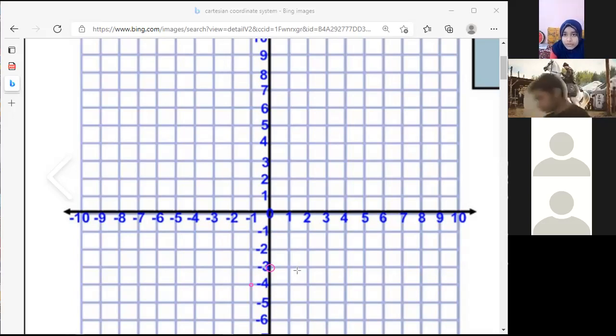1 and -2. 1 positive and -2 negative. Is it like this here? 1 of x and -2 of y. Am I right? Yes, ma'am. After we have made these 3 points of one equation, we are supposed to draw a line connecting these 3 points.